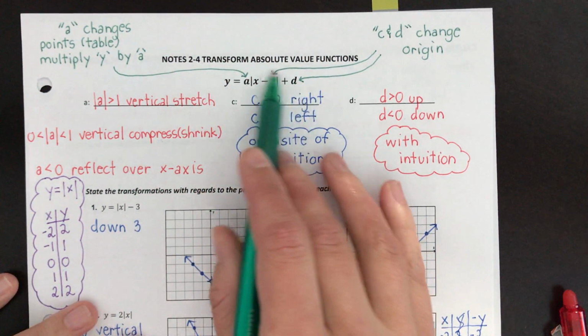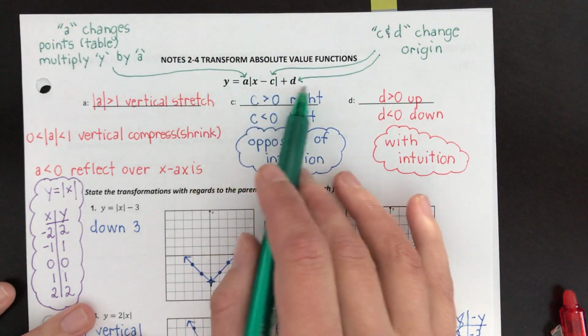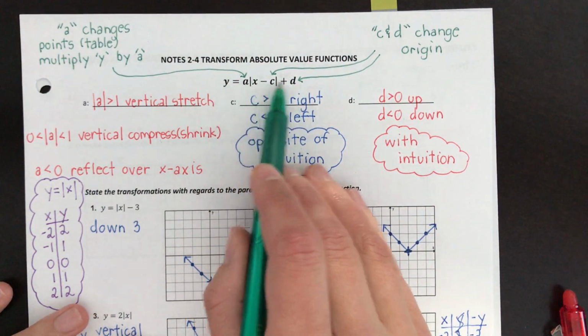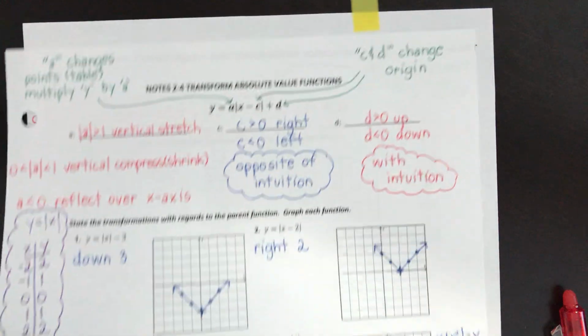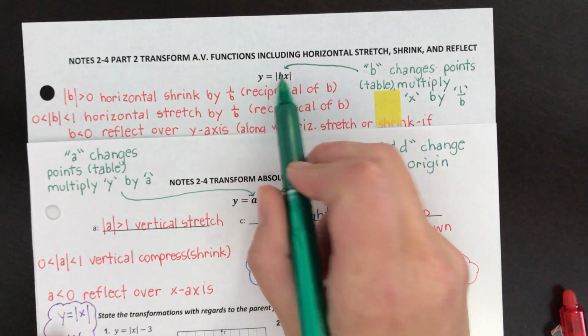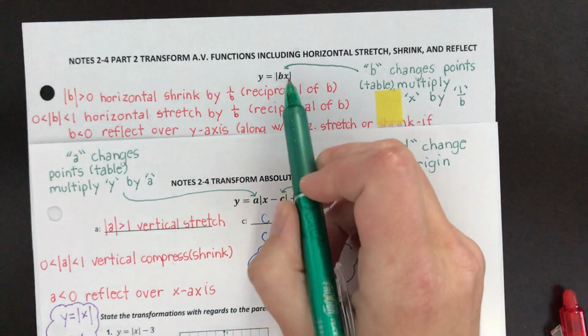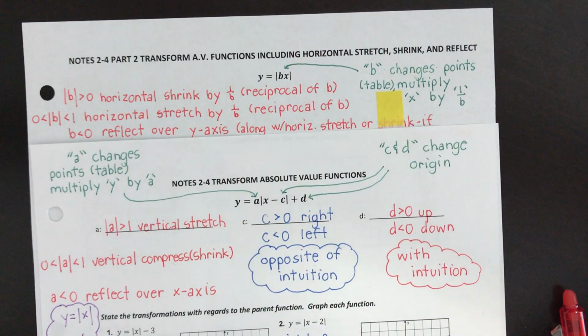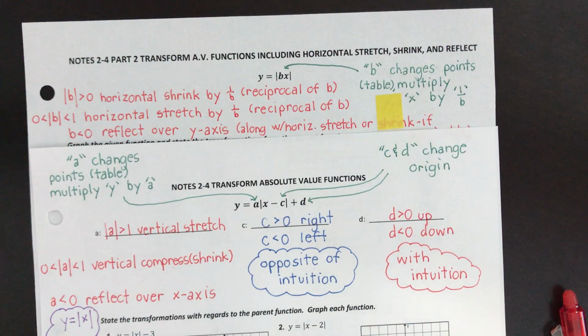So probably whenever we dealt with this assignment and these notes, you probably were like, why does this go A, C, and then D? All right, well now you know why, because we were skipping the B because it is a little bit more difficult, so we kind of put it off. So the B will deal with your horizontal stretch, shrink, and reflect.